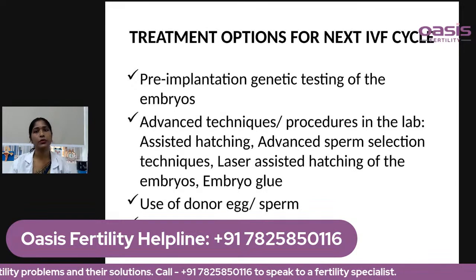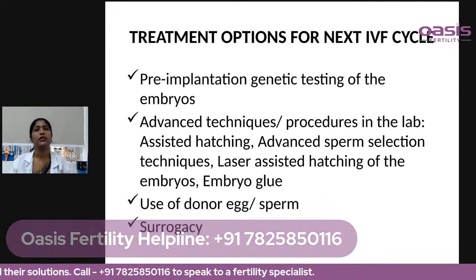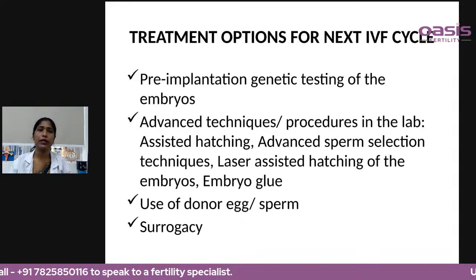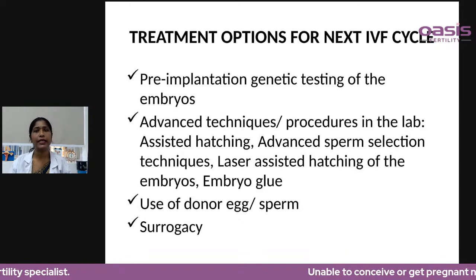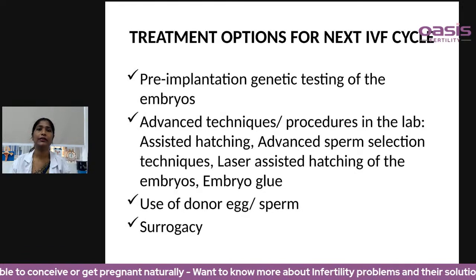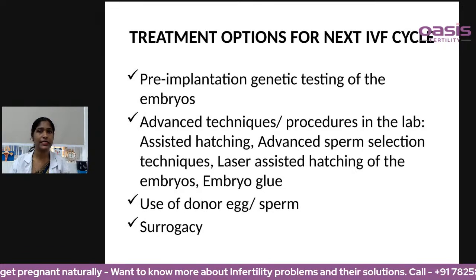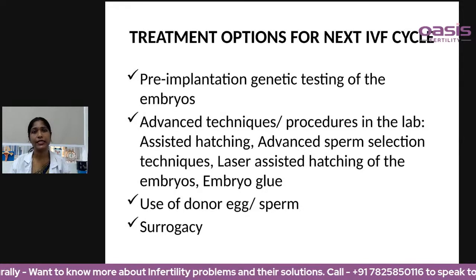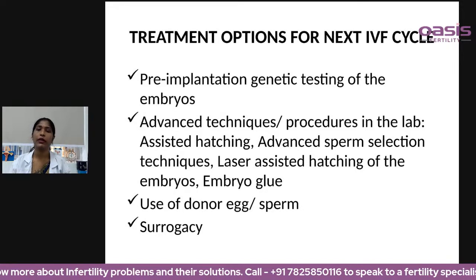So what are the treatment options for the next IVF cycle? Certain options we may offer based on your test results. Sometimes we may offer you pre-implantation genetic testing of the embryo. Then advanced techniques or procedures in the lab can be thought about, like assisted hatching of the embryo, or doing an advanced sperm selection like PICSI or MACS. Then we have laser assisted hatching of the embryo and use of embryo glue.